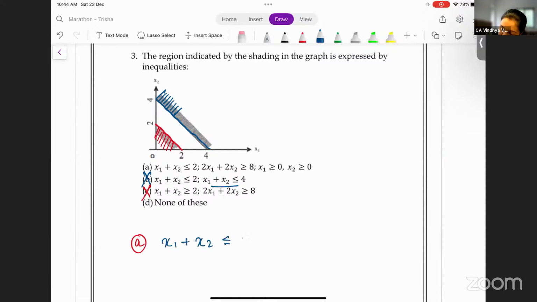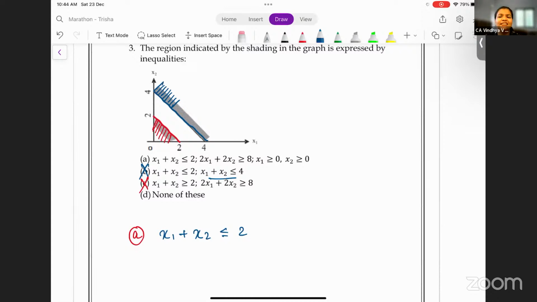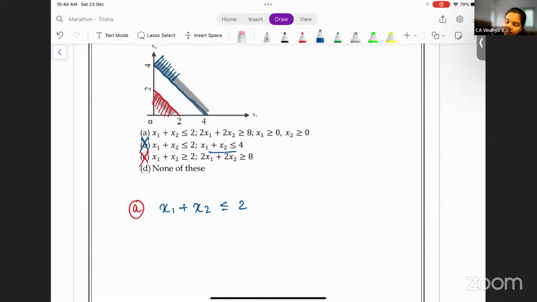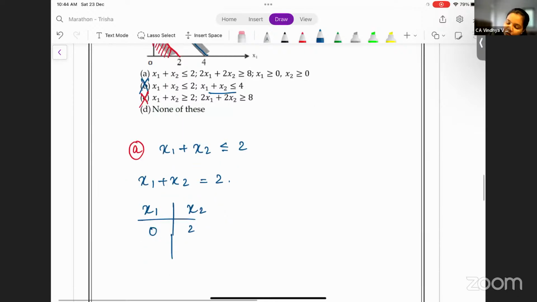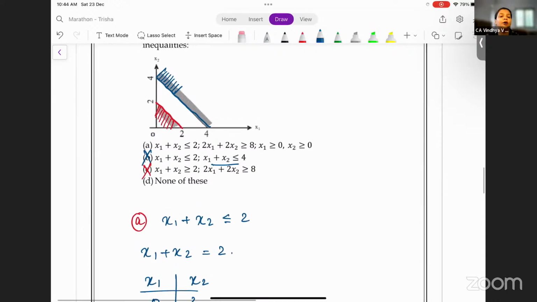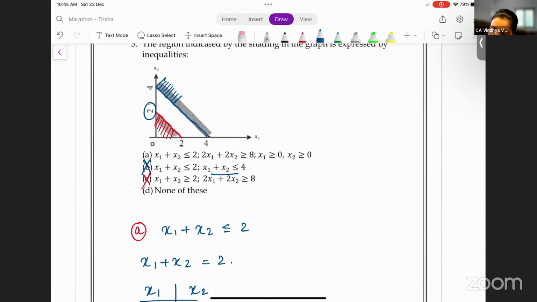X1 plus X2 lesser than or equal to 2. X1 is the x-axis and X2 is the y-axis. Now, if you consider X1 plus X2 is equal to 2, if you consider X1 as 0, X2 will be 2. And if you consider X2 as 0, then X1 will be 2. So it is (0, 2) and (2, 0), which is correctly marked on the graph. And also the inequality is lesser than. So can I say the first inequality satisfies?